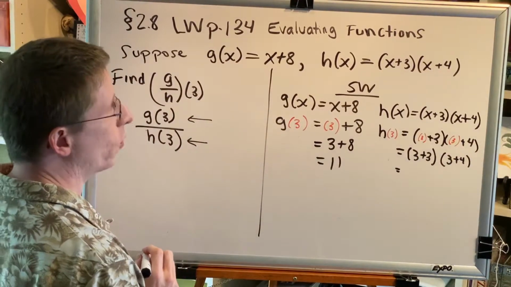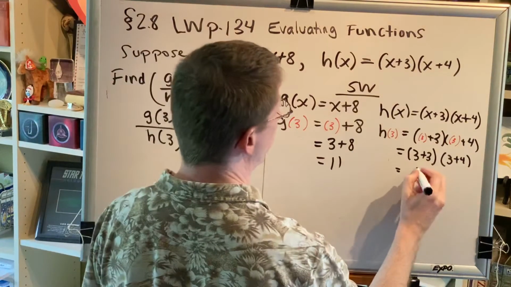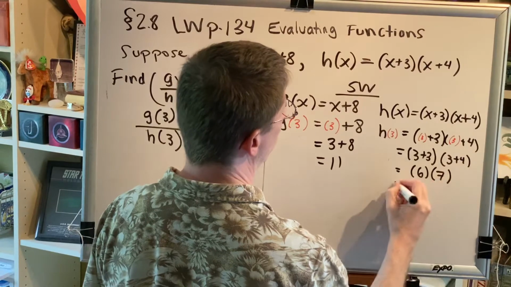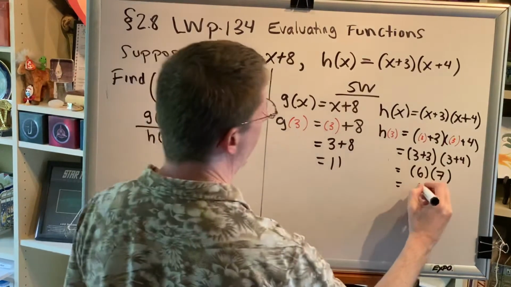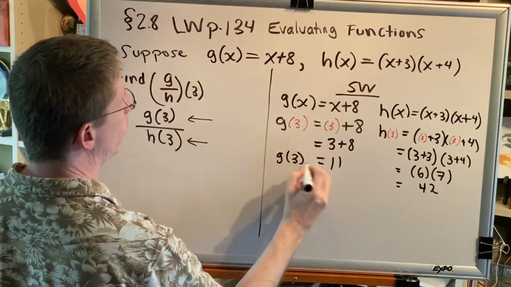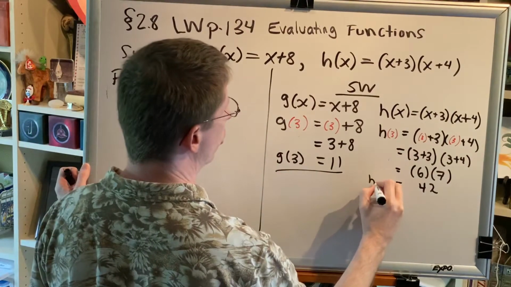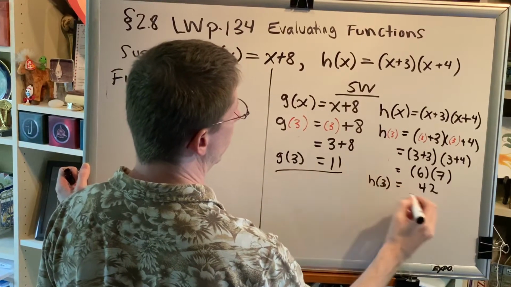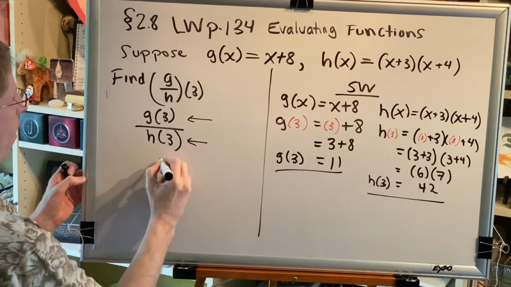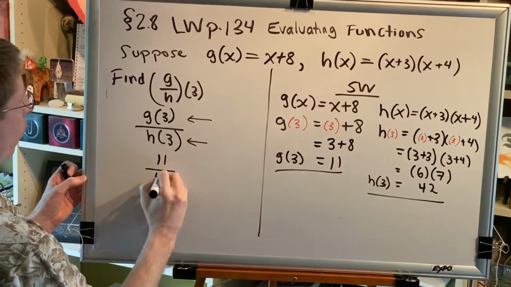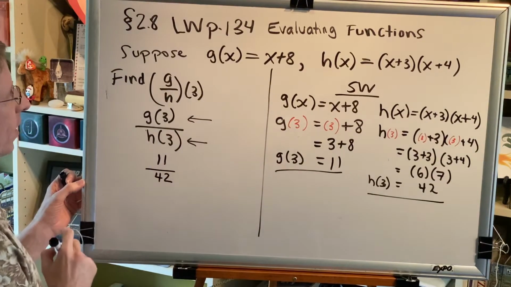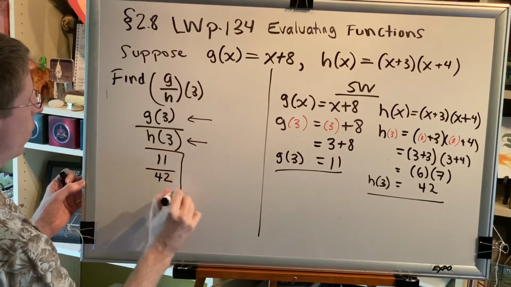Order of operations says to work in the parentheses first. 3 plus 3 is 6. 3 plus 4 is 7. And then finally we multiply and get 42. So g of 3 equals 11, and h of 3 equals 42. Putting both of those in the original problem, we have 11 over 42. 11 is a prime number, therefore this fraction cannot be reduced, and this is our final answer.